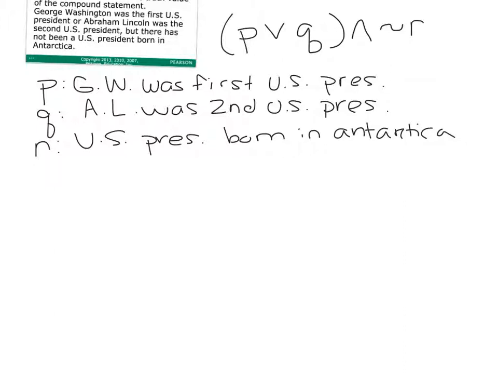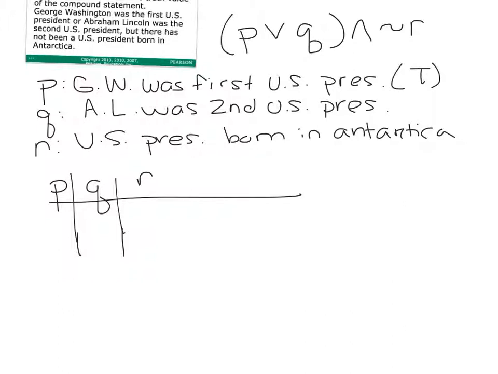Okay, so if we're going to do that, we can set it up like a little truth table if we want to. P, Q, and R. You can find all 8 rows if you want to, but you don't have to. We know the truth value of each one. George Washington was indeed the first president. That is true. So underneath P, we can put true. Abraham Lincoln was not the second U.S. president. That is false. So under him, we can put false.